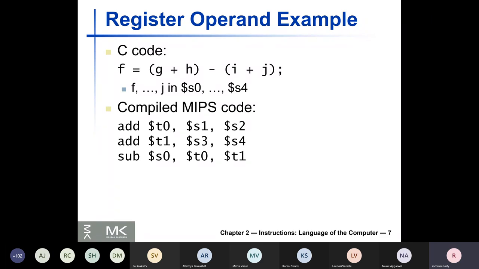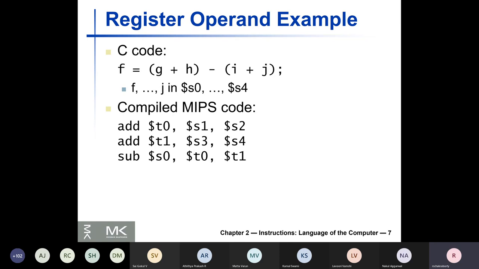G plus H goes to a temporary register T0. It could have been any other register also. S1 and S2 are G and H. T1 gets S3 and S4, and S0 is the subtraction: T1 gets subtracted from T0 and the value is stored in S0.